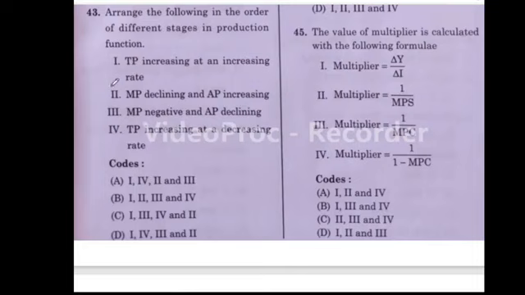Yes, as we all know, first TP will increase at increasing rate, so it will come first. Second will be TP increasing at decreasing rate, and third will be MP declining, AP is decreasing. Fourth one will be MP is negative. So the right answer will be option A: 1, 4, 2, 3.